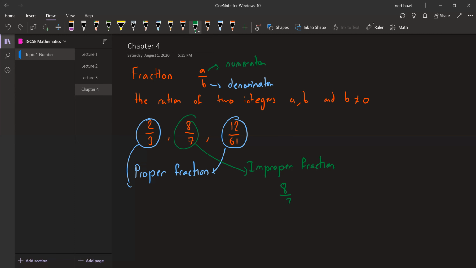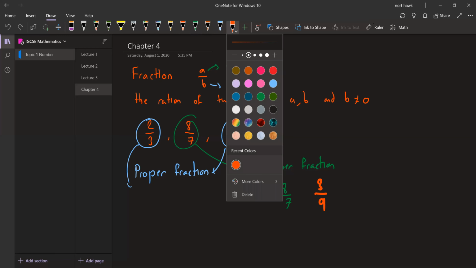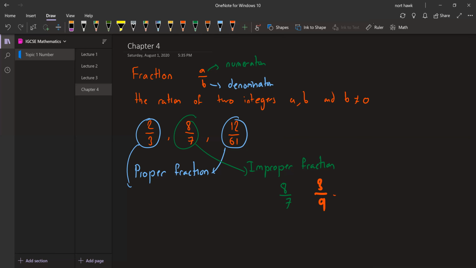So 8 over 7. Another example would be 3 over 9. And 3 over 9 can be written as 1 over 3, simplifying it. They are both still fractions. It's just the same thing, just a smaller part of it, like a reduced form.